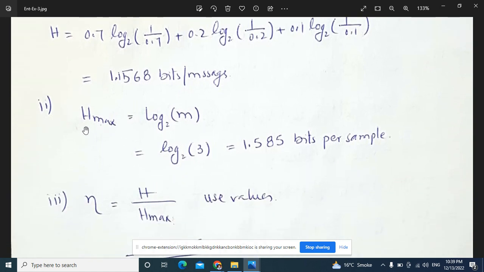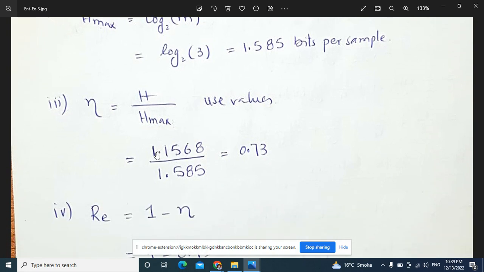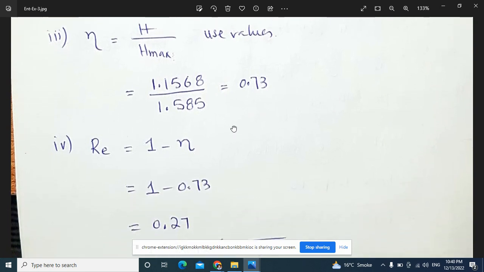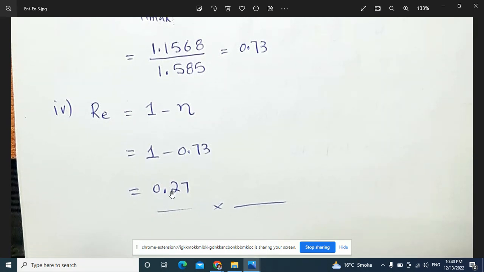H max, we already know the formula: H max is equal to log 2 of M. M is the number of samples. You have 3 samples, log 2 of 3, that is equal to 1.585 bit per sample. The third one is the efficiency, which is the ratio of H and H max. So you can use the values that you have already calculated. That is 1.1568 divided by 1.585, and then using the calculator you can say it is 0.73. The redundancy is 1 minus eta, so eta is 0.73, 1 minus 0.73, then you can say the redundancy is 0.27.